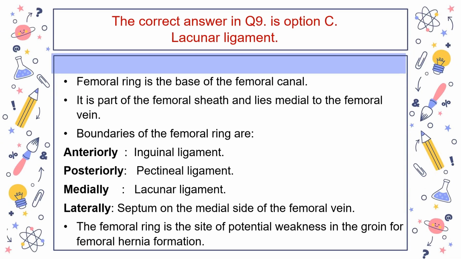The femoral ring refers to the base of the femoral canal, which is part of the femoral sheath and lies medial to the femoral vein. It is bounded anteriorly by the inguinal ligament, posteriorly by the pectineal ligament, and medially by the lacunar ligament. Laterally there is the femoral vein. The femoral ring is a site of potential weakness in the groin for femoral hernia formation.